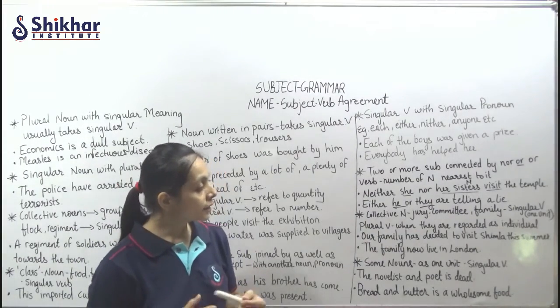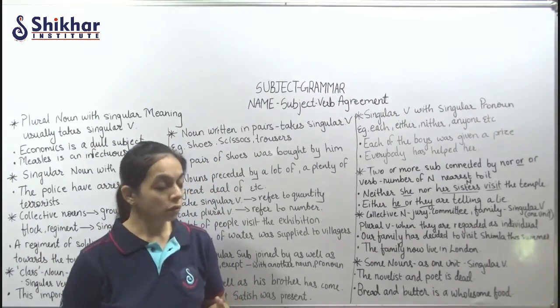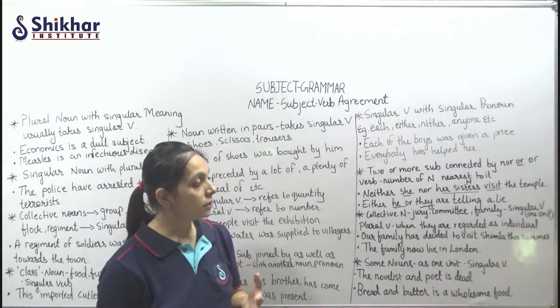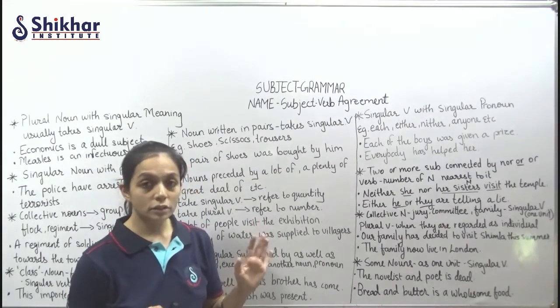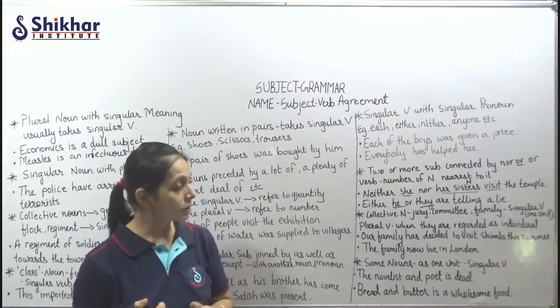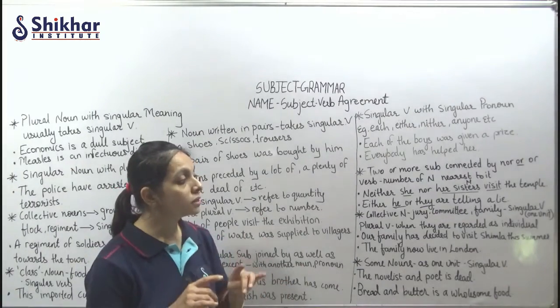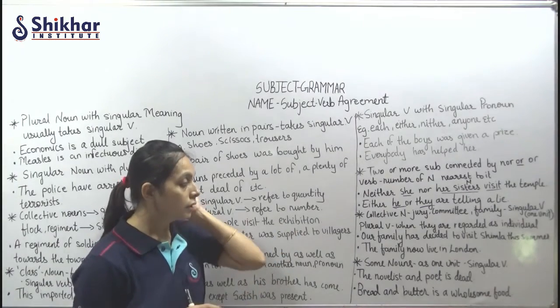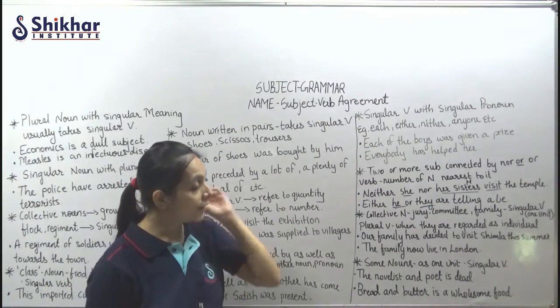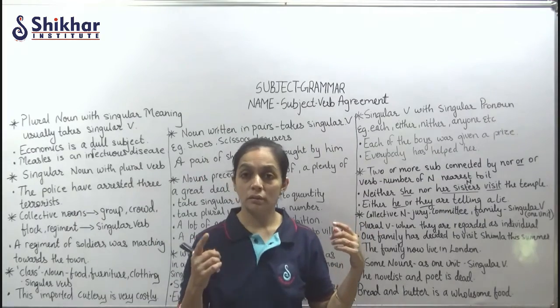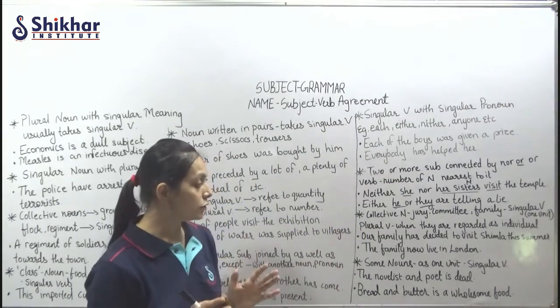Then collective nouns like jury, committee, family. These are collective nouns. They are a group of members, right? So there you are going to use a singular verb because it is one unit, and a plural verb when it is regarded as individuals.